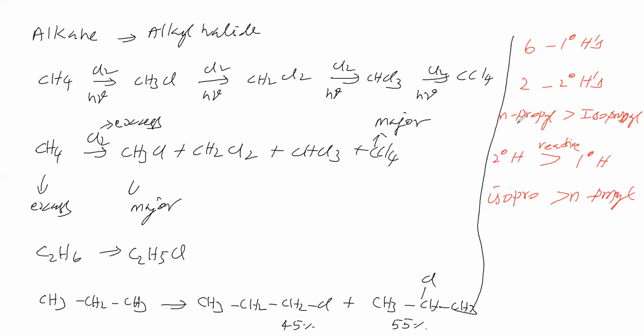That means the result indicates whether the dominant factor is this probability, or this reactivity, or both. The result indicates that both are playing a role. This probability is playing a role, this reactivity is playing a role. Okay. So N-propane on monochlorination gives how many products? 2 products, we can say.